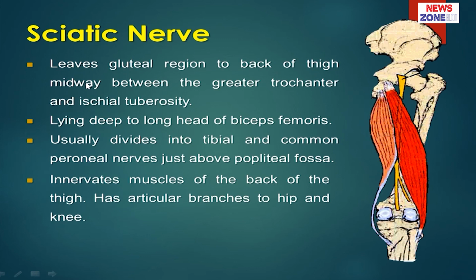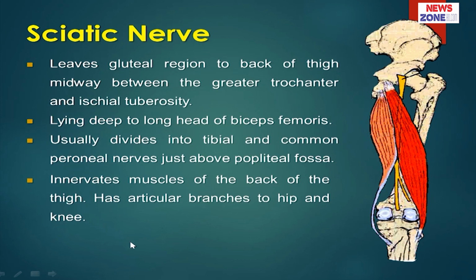Sciatic nerve. The sciatic nerve leaves the gluteal region to the back of the thigh, midway between the greater trochanter and the ischial tuberosity. It is lying deep to the long head of the biceps femoris, as we can see over here, and ultimately it will be divided into the tibial and the common peroneal nerve just above the popliteal fossa.